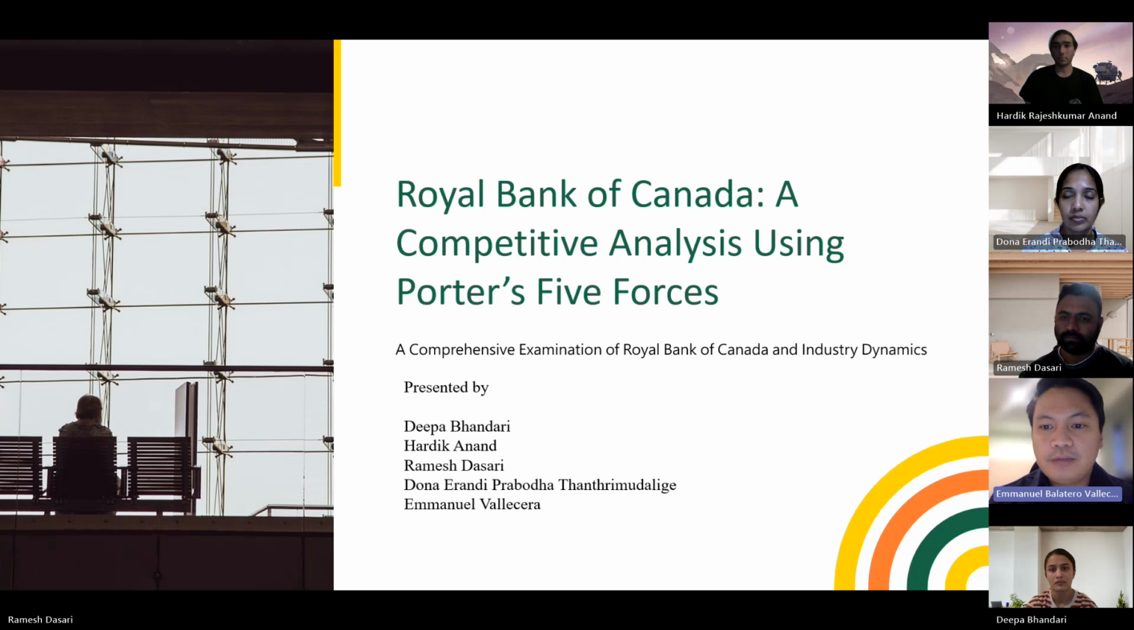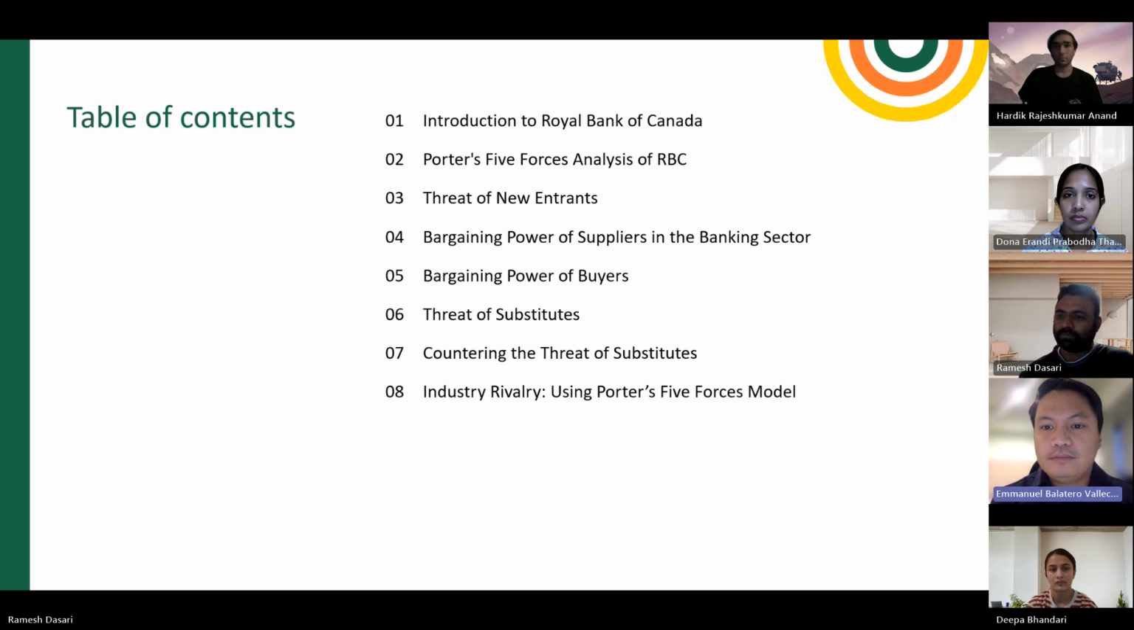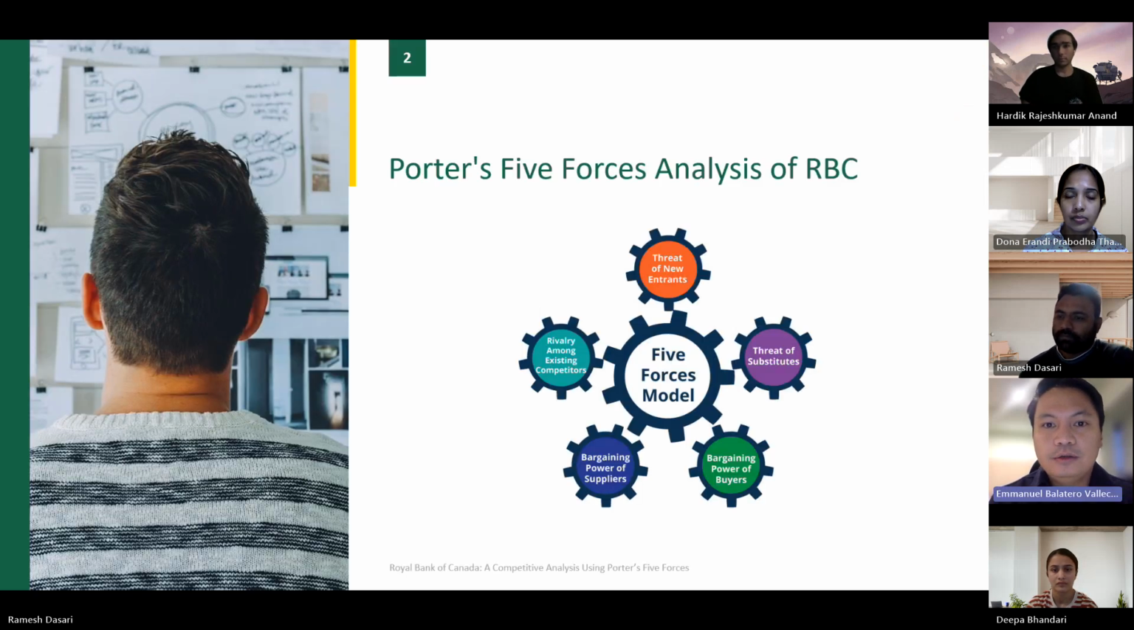For Porter's Five Forces model, can you go to the next slide, please? We have the following. First is the threat of new entrants. Second, bargaining power of suppliers. Third, we have the bargaining power of buyers. Next is the threat of substitutes. And lastly, the industry rivalry. To introduce the bank, my colleague Hardik will do the introduction.